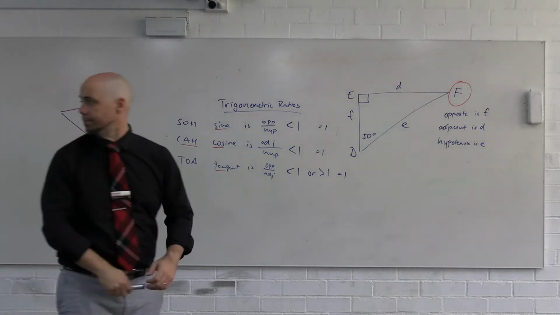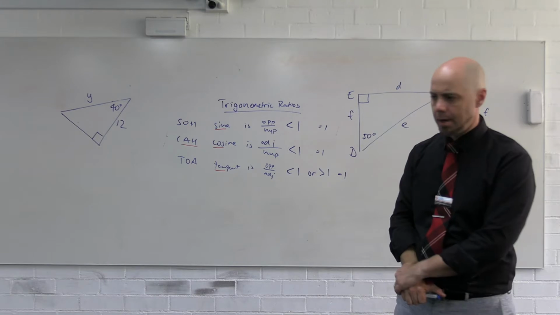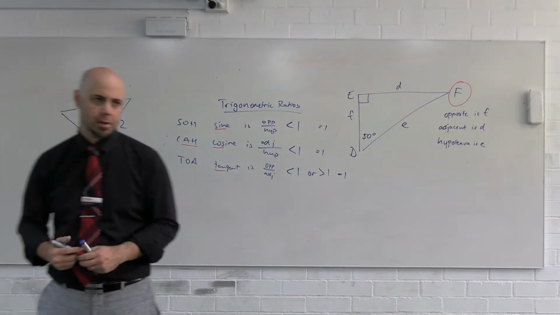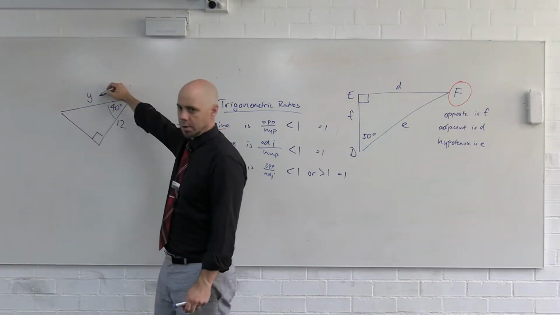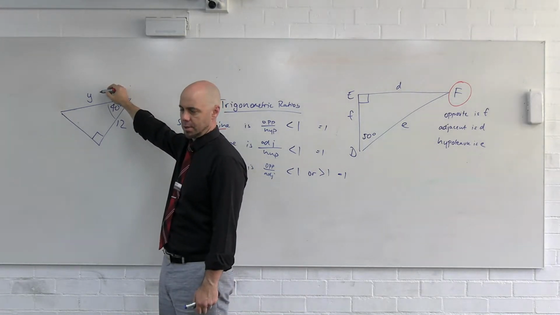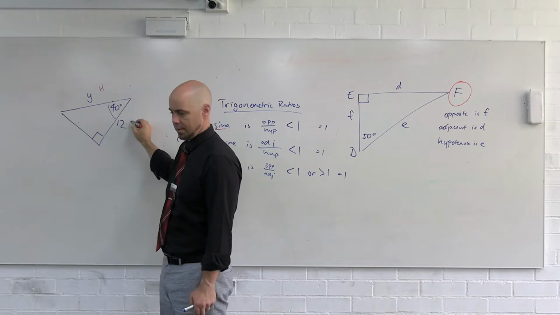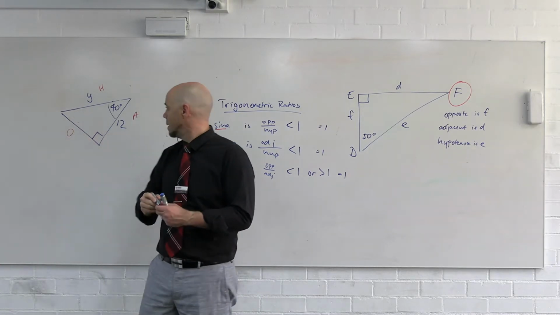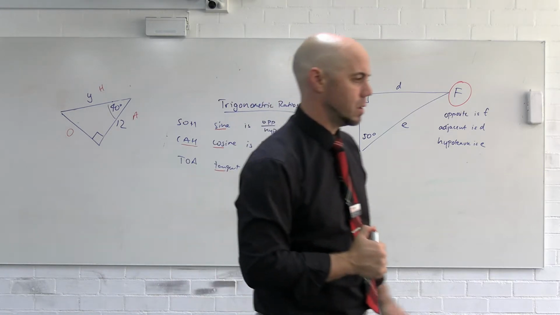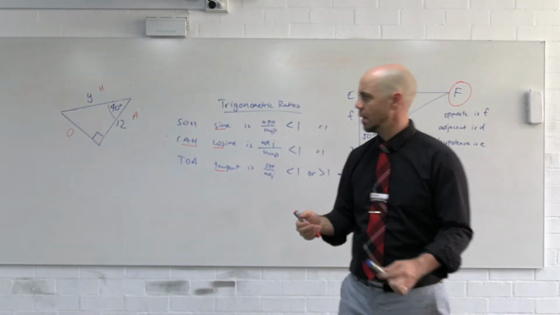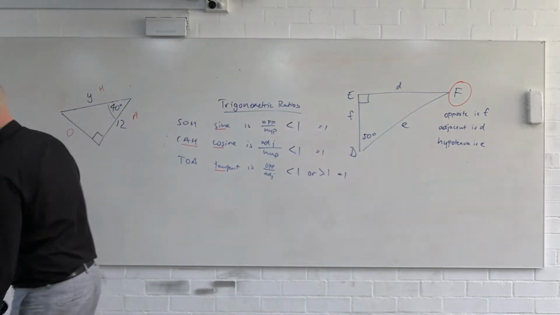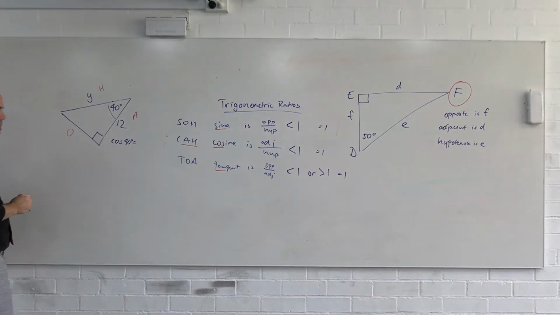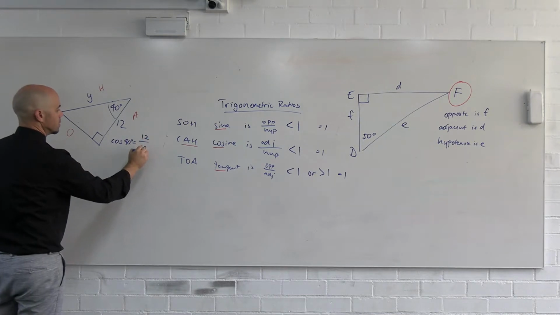Now we have one like this. Once again, our first step is to work out what is the reference angle and name our sides. So what side is this one? Someone hasn't answered questions yet. Hypotenuse. This one? Adjacent. And therefore opposite. Okay, alright. So once again, we've got adjacent hypotenuse. So what trig ratio is that? Cos. Again, cosine again. That's great. So we're going to say cos of 40 degrees equals adjacent 12 over hypotenuse y.